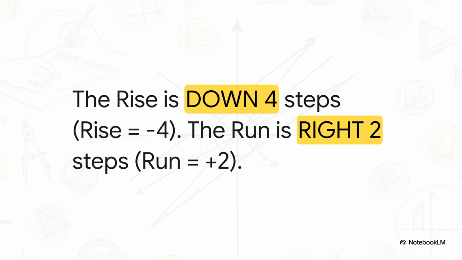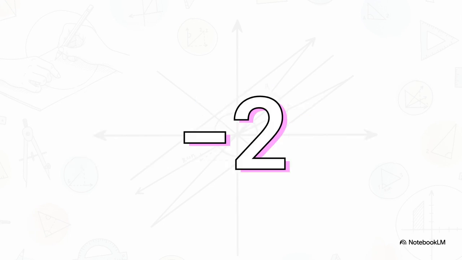Okay, so starting from our point on the left, we're not going up this time, are we? To get level with that second point, we have to go down 4 steps. And because we went down, our rise is a -4. What about the run? Well, we still count to the right, and that's 2 steps. So the run is a positive 2. Time to build the fraction. Rise over run is -4 over 2. And if we simplify that, it becomes the whole number -2. That steepness is exactly -2. This tells us that for every 2 steps we go down, we move just 1 step to the right.